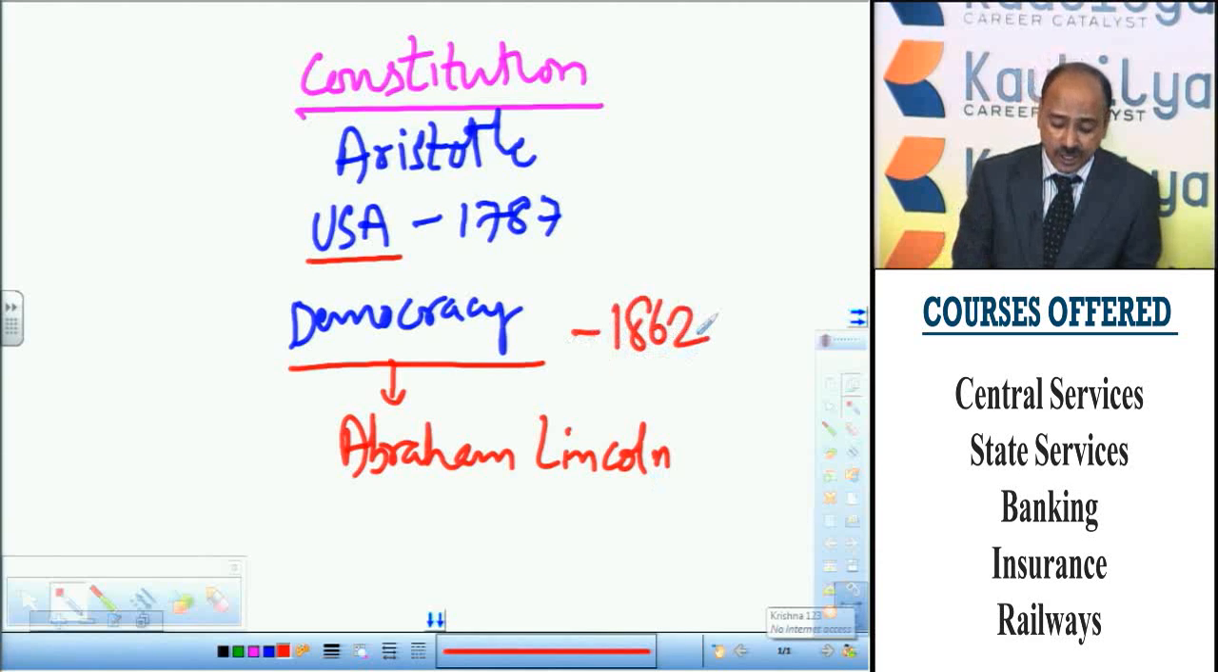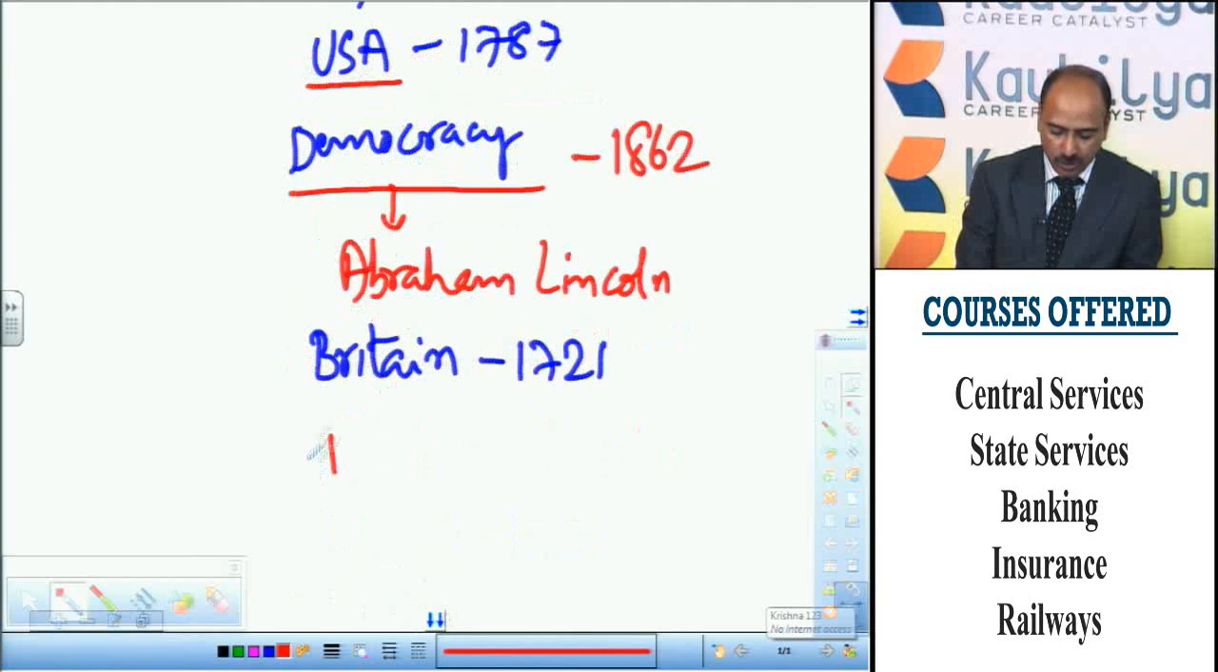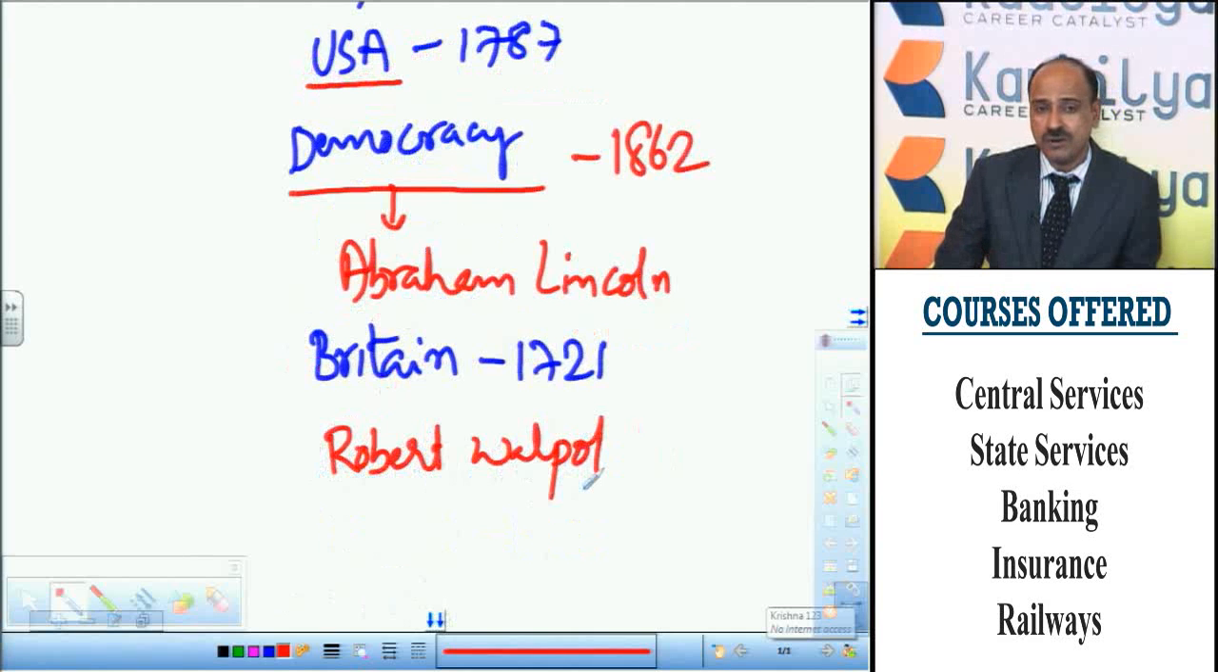Britain is the first country that implemented democracy in the world. Britain started democracy in 1721. The first Prime Minister of Britain was Robert Walpole. He was elected by the people for the first time in the world. That's why the first democratic country in the world is Britain. But they did not have a definition; the first definition was given by Abraham Lincoln. The definition is, government is by the people, of the people, for the people.